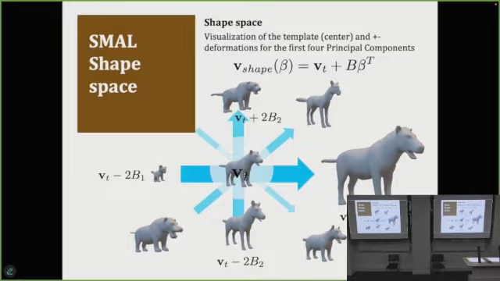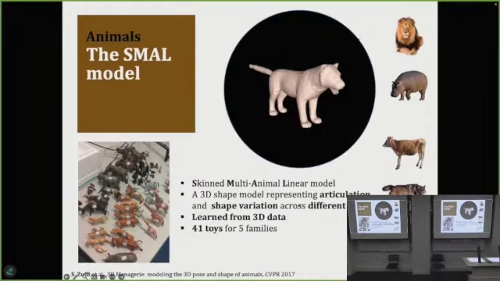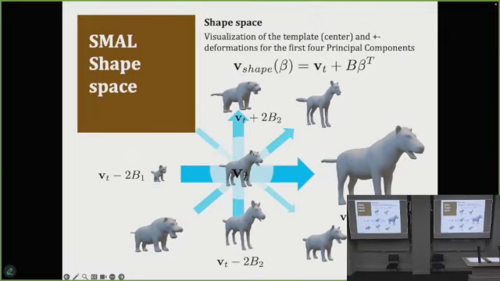And if we look at the shape space in this case, so the average animal, let me go back. So we scanned 41 toys from 5 families. So we have lions and tigers, hippos, cows, we have 3 dogs, a few wolves, zebras and horses. So the average of these quadrupeds doesn't look like any of them. Again, the first dimension of variation is size, and then you have maybe from horses to tigers, from hippos to horses again.